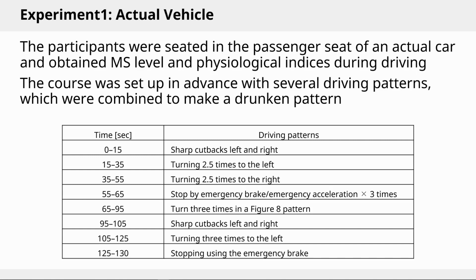In the actual vehicle experiment, participants were seated in the passenger seat and measured subjective motion sickness level and the physiological indicator during driving. Several driving patterns were set in advance for the courses, and among them, patterns that are easy to get motion sickness were combined. This table shows the driving pattern in the experiment.